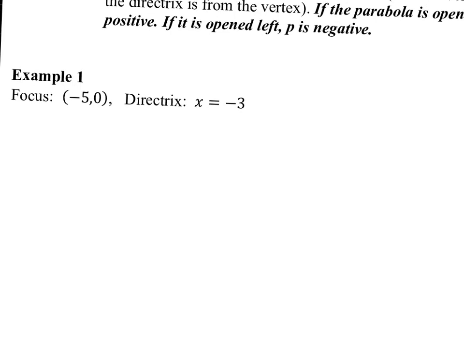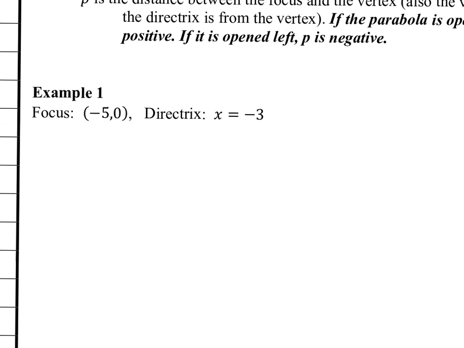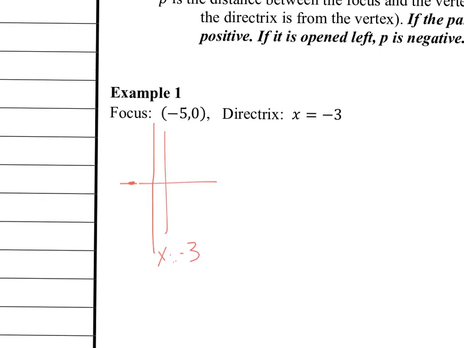So first things first, you always want to draw a picture. So let's get our picture going here. Negative 5, 0 is going to be over here, and x equals negative 3 can be this line right here. I'm trying to do that. Negative 3. I need to move this so I can see it. So here's my point. We're going to call that negative 5, 0. This point right here will be negative 3, 0.